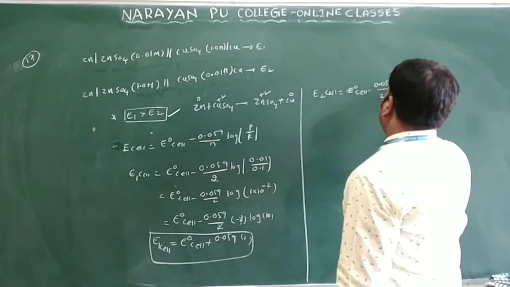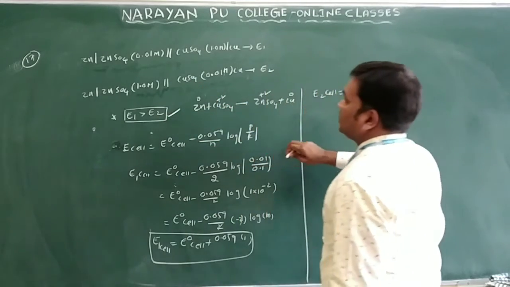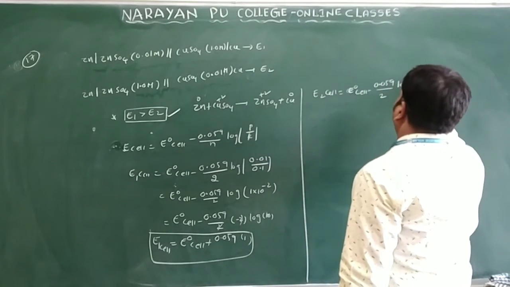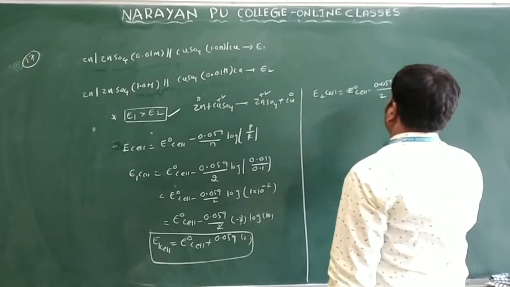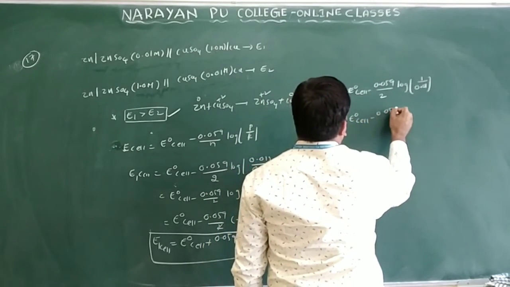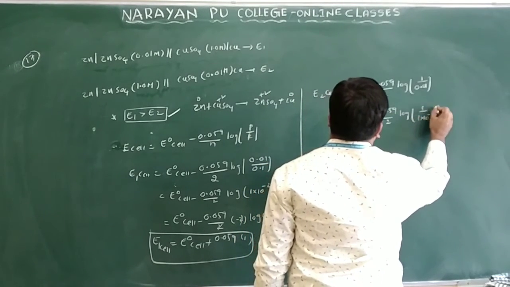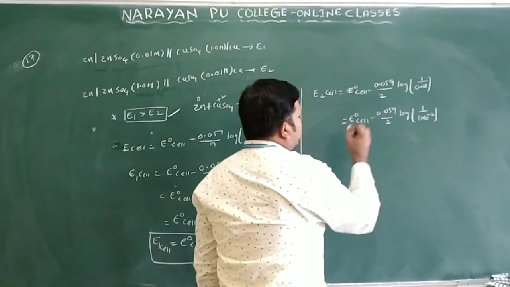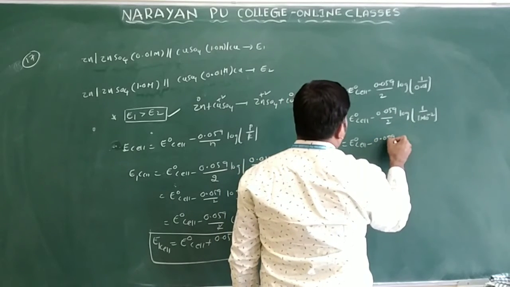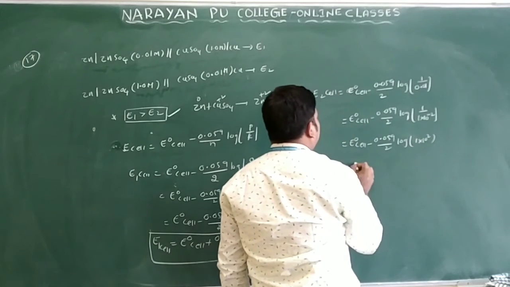Concentrations you can see. This is log of the concentration of the CuSO4. Concentration of CuSO4 is 0.01 and ZnSO4 is 1, so we will get 1 by 0.01. So you can write E naught cell minus 0.059 by 2 into log of 1 by 10 power minus 2. So 10 power minus 2 becomes 10 power 2. I write here E naught cell minus 0.059 by 2 into log 10 power 2.